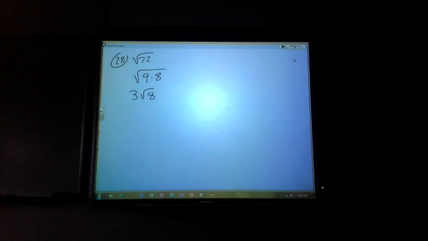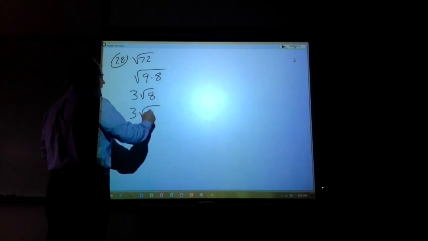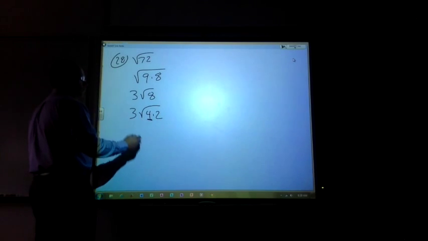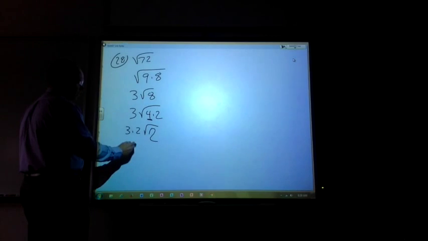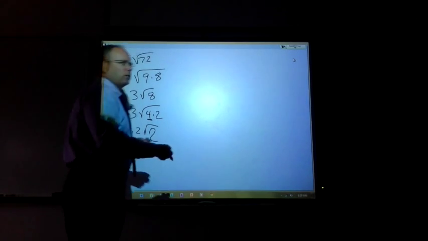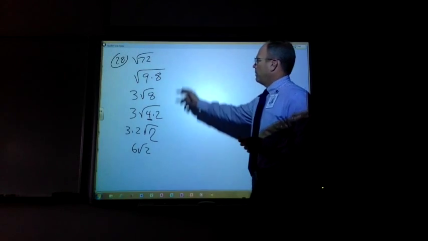Why? What's 2? No? Anyone know why I'm taking a point off? You can break down 8 into 2 times 4. Yeah, and get the square root. Absolutely. 8's breaking down a little bit further, so you get this. So the square root of 4 is 2. That's 6 root 2.